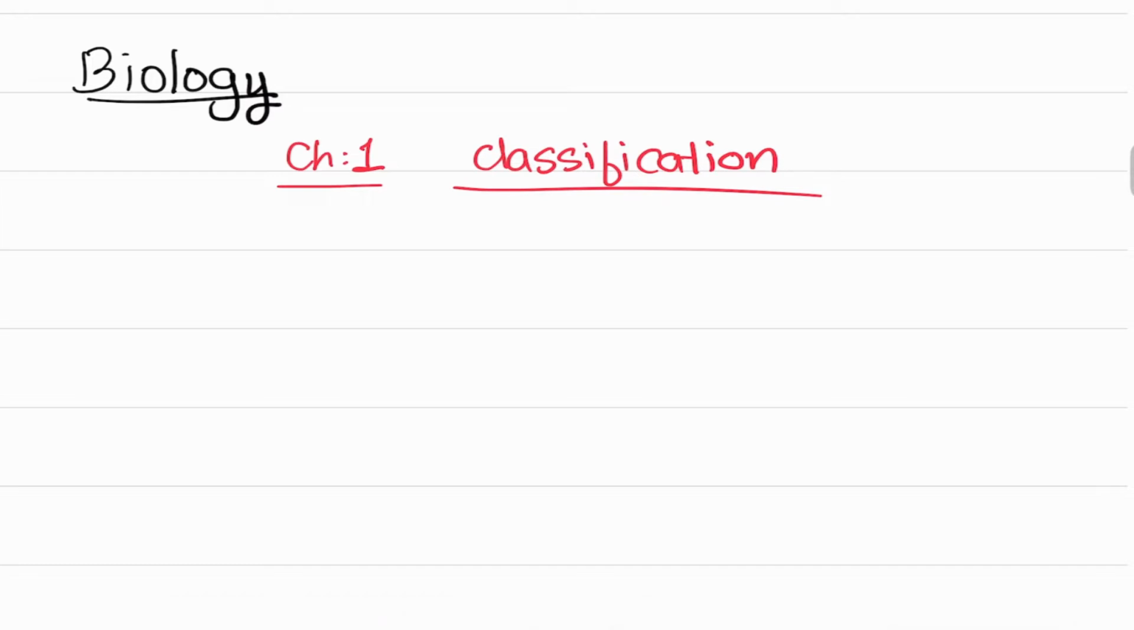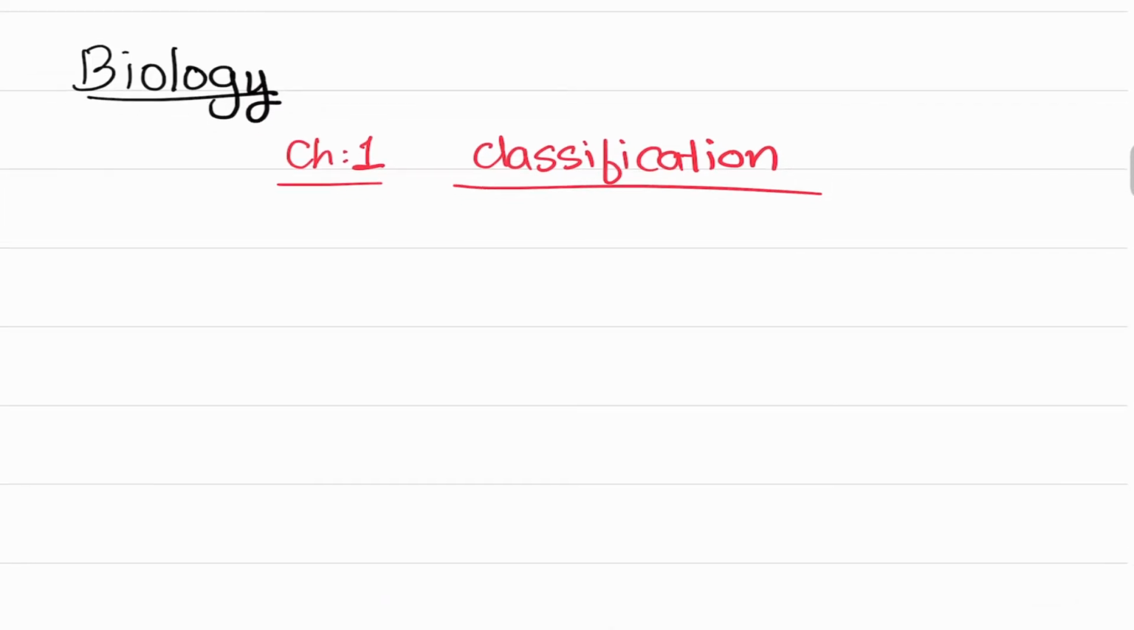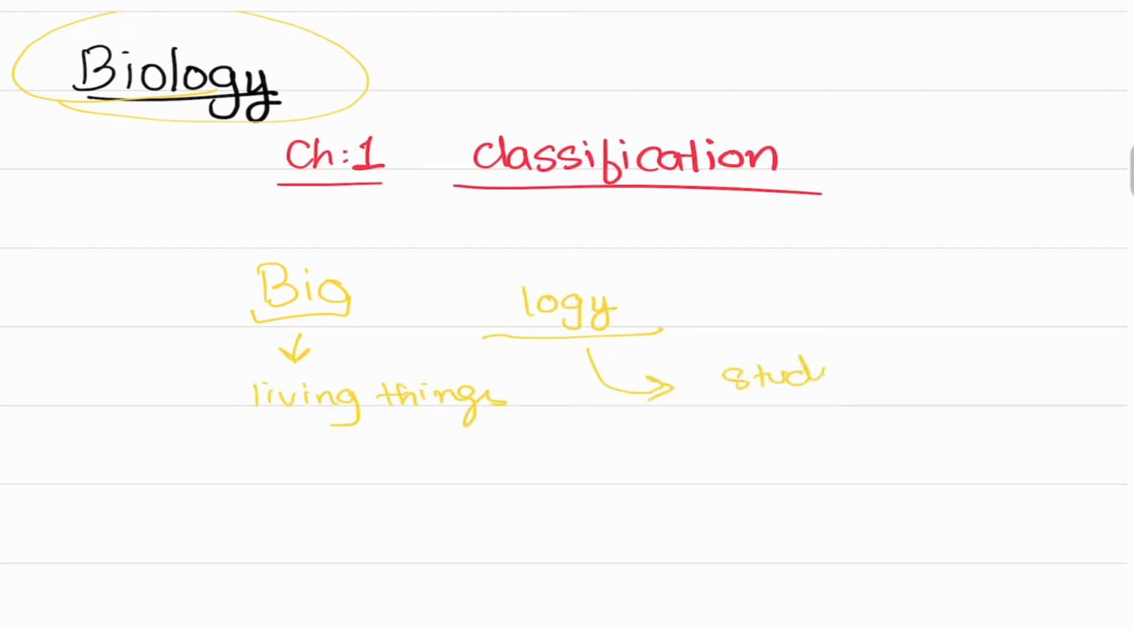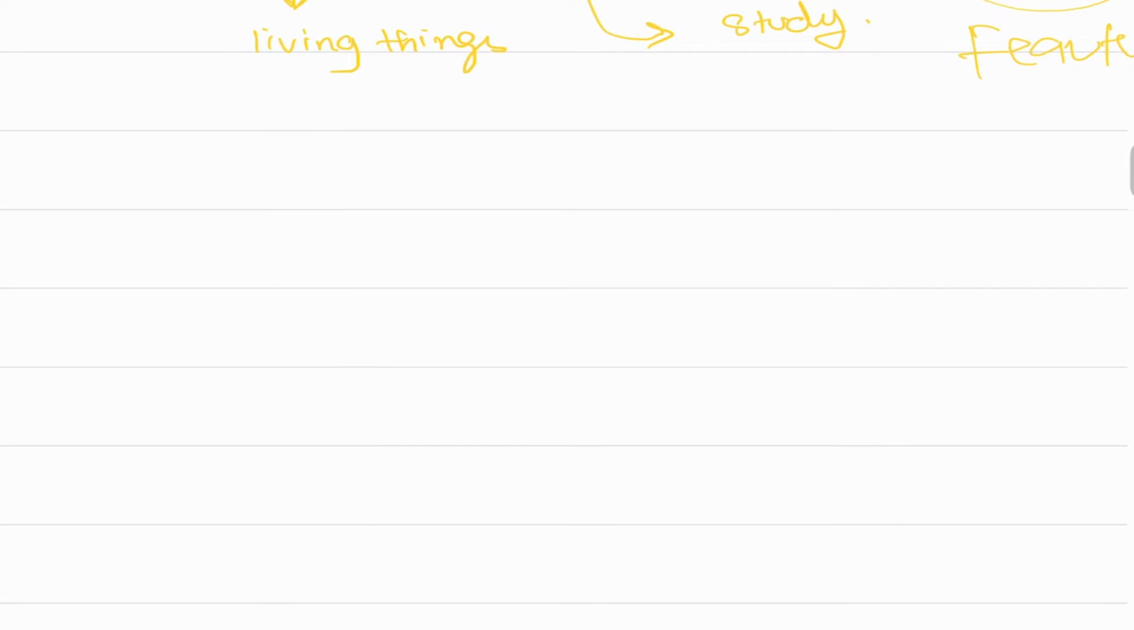So basically, before starting this chapter, I just wanted to tell you what actually this word biology is. See, the word bio means about living things, and logy means to study. Biology is the study of living things, which are also known as organisms. And these living organisms have seven features or seven characteristics that make them different from non-living objects. Okay, so one by one I will tell you the seven characteristics.